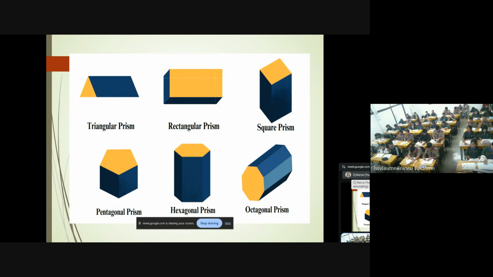Okay. Next we have octagonal prism. How many sides in octagon? Octagon, like octopus. How many? Hexagon is 6. Octagon is 8. Very good. Octagonal prism, because we have octagon, or 8 sides. That's why octagonal. All right, no need to copy that. Just listen.